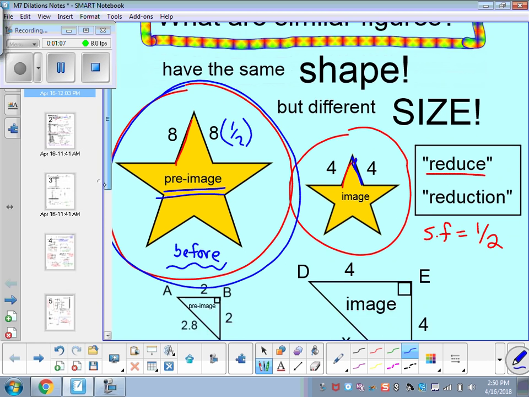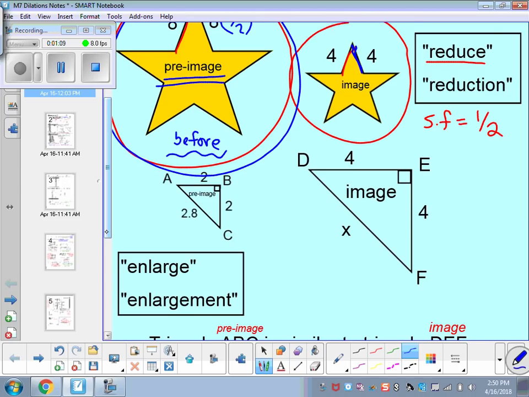Okay? Now we could start small. Our pre-image here could start small and then be enlarged for our image. All right? Now when we take a look at triangle ABC and compare it to triangle DEF, what we can do is take this side length and this side length, since they're corresponding, and we can see that the scale factor is in fact 2. We can see that our new shape is twice as large.